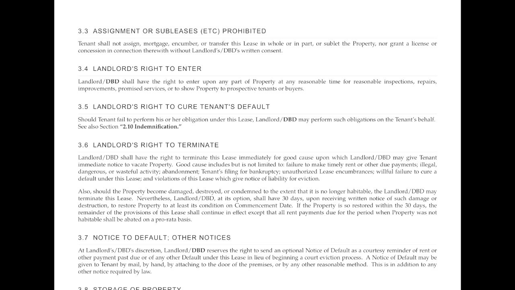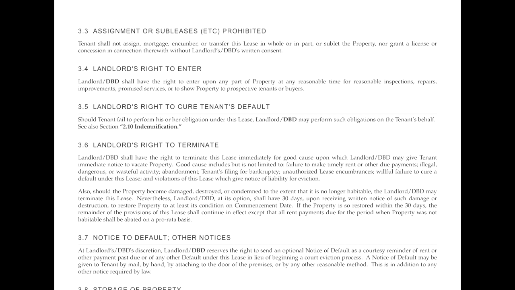Landlord shall have the right to terminate this lease immediately for good cause, upon which landlord may give tenant immediate notice to vacate property. Good cause includes, but is not limited to, failure to make timely rent or other payments due, illegal, dangerous, or wasteful activity, abandonment, tenant filing for bankruptcy, unauthorized lease encumbrances, willful failure to cure a default under this lease, and violations of this lease which give notice of liability for eviction.